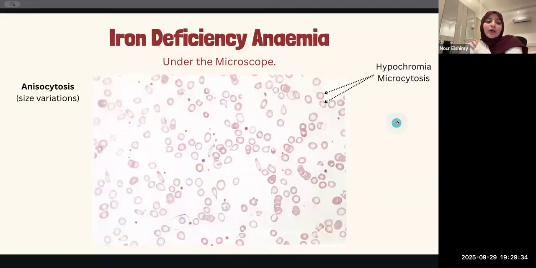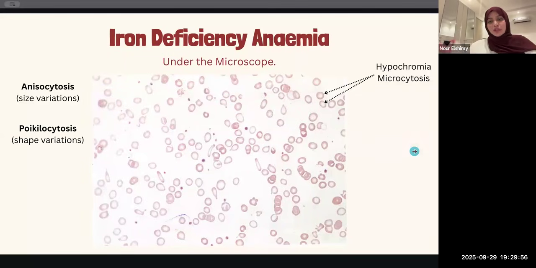Okay. Now, what about the shape? Do you guys think they all have the same shape, or are you guys seeing different shapes? Different shapes, okay? Great. So, bravo, you guys. Okay, so we have different shapes, which we call poikilocytosis. So poikilocytosis is a term used to describe the different shapes under the microscope.